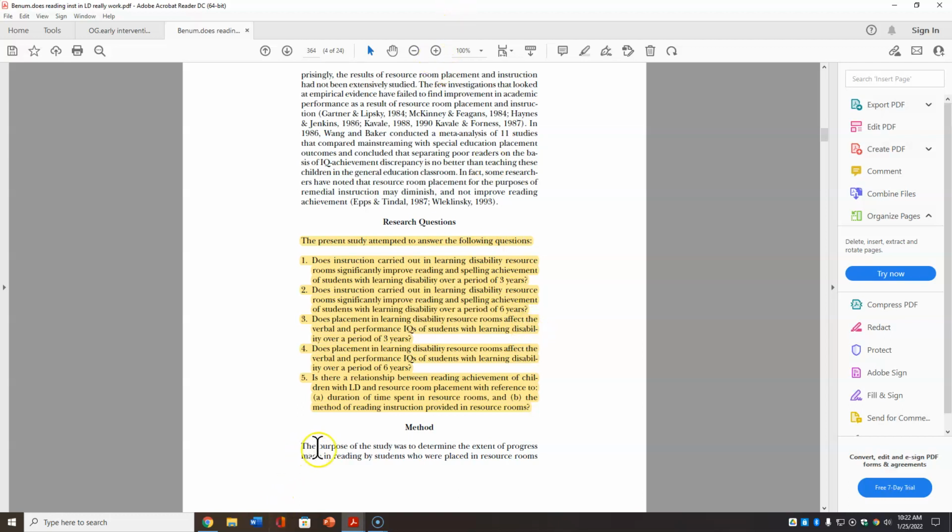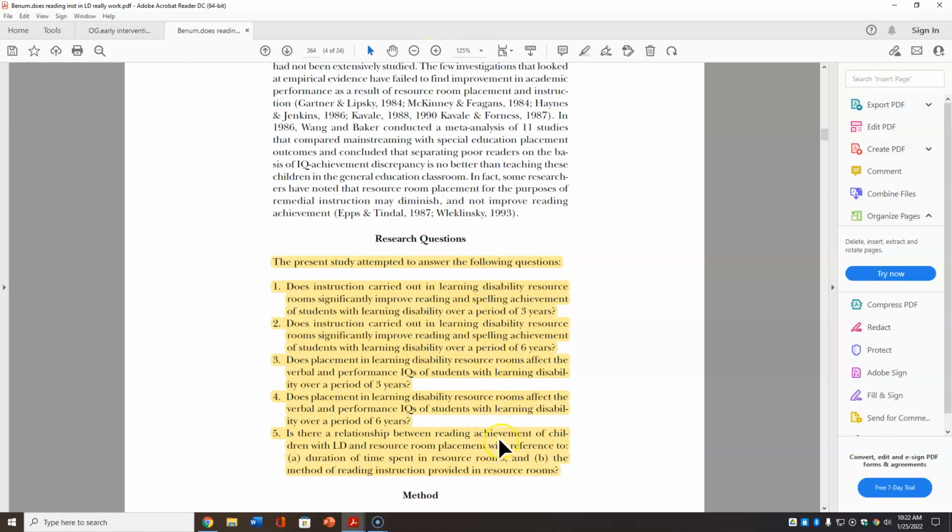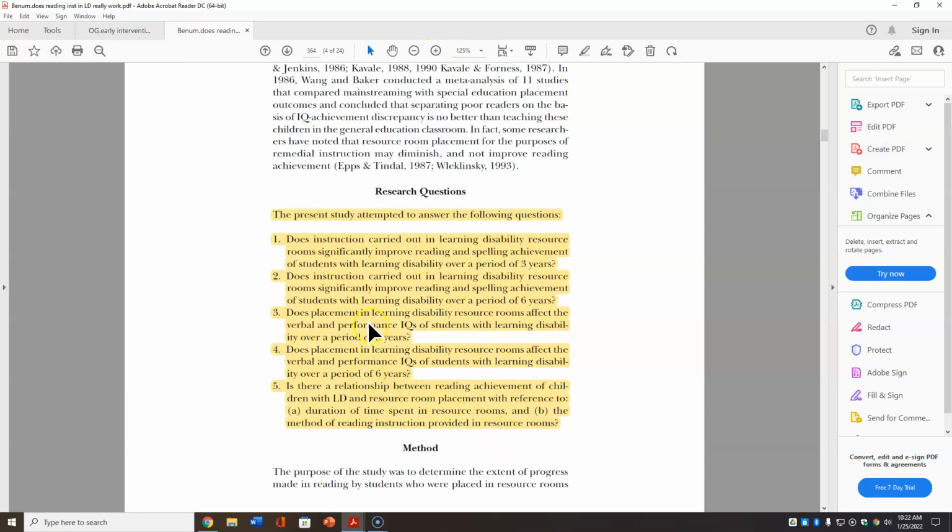And usually there's not this many. Does instruction carried out in a learning disability resource room significantly improve reading and spelling achievement over 3 years? Does instruction in a learning resource room improve reading and spelling over 6 years? Okay. Notice I'm not reading every word. Hopefully you can fill in the blanks. Does the learning resource room affect verbal and performance IQ? 3 years, IQ scores, 6 years. So verbal and performance IQs.